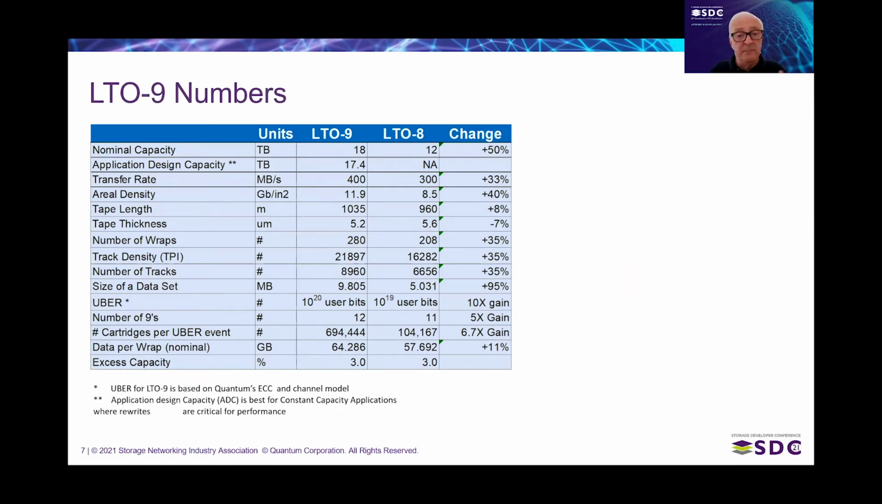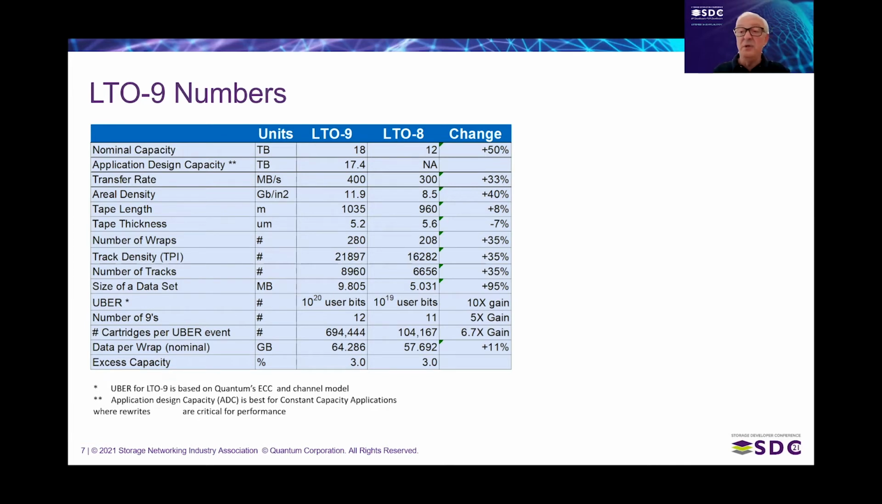LTO-9 numbers. Put this one here. These are kind of critical numbers, compared to LTO-8 and change. Capacity, key numbers, I'll go over this thing. Nominal capacity, 12 terabyte versus 18 terabyte. There's a 50% increase. Transfer rate, we have 33% increase, 300 to 400 megabyte per second. Areal density, key technology, is 8.5 to 12. It's about a 40% increase.